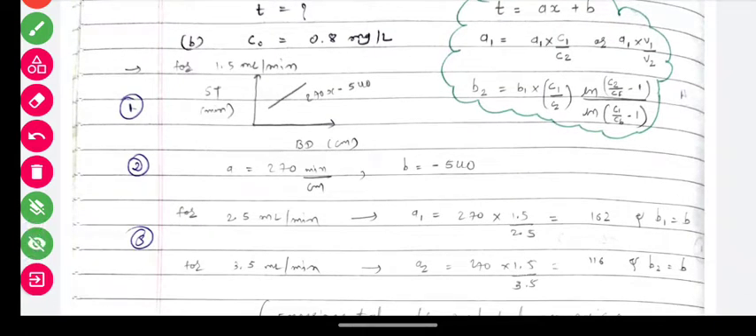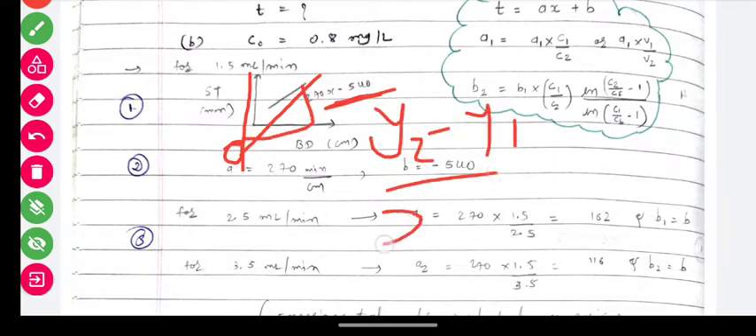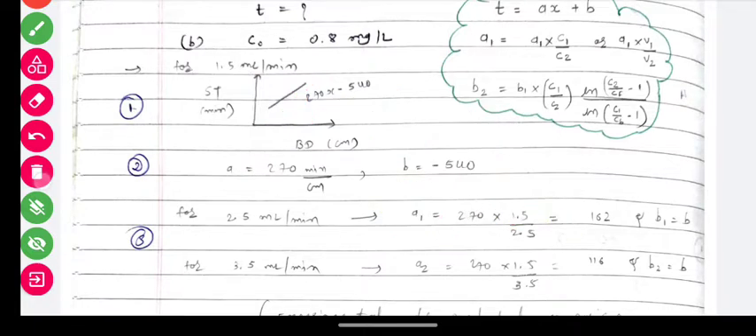First I will quickly tell you the steps. First you plot this graph, service time versus bed depth. Then you will get the slope like this. Actually it should be like that, because see your intercept, here is the intercept, it is negative. Your slope you can get like this, y2 minus y1 upon x2 minus x1. Like this you will get the slope 270, and the intercept you will get minus 540. A is your slope and B is your intercept. So this is where you determine both of these values.